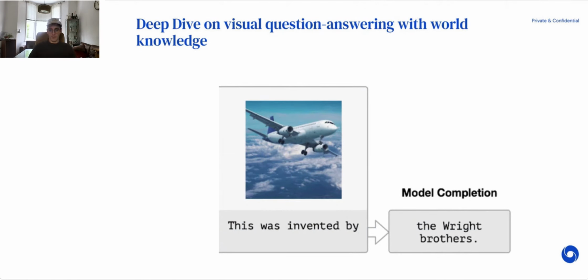So my favorite example from the paper is that we can show the model an image of an airplane and ask who invented it. And the model will look up in its knowledge that the airplane was invented by the Wright brothers, and tell us. What I've not shown is the prompt that was able to enable this behavior, and I'll get there.